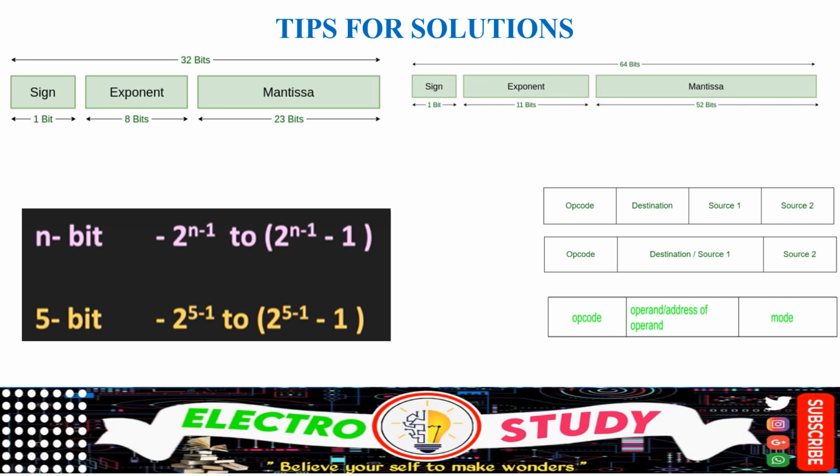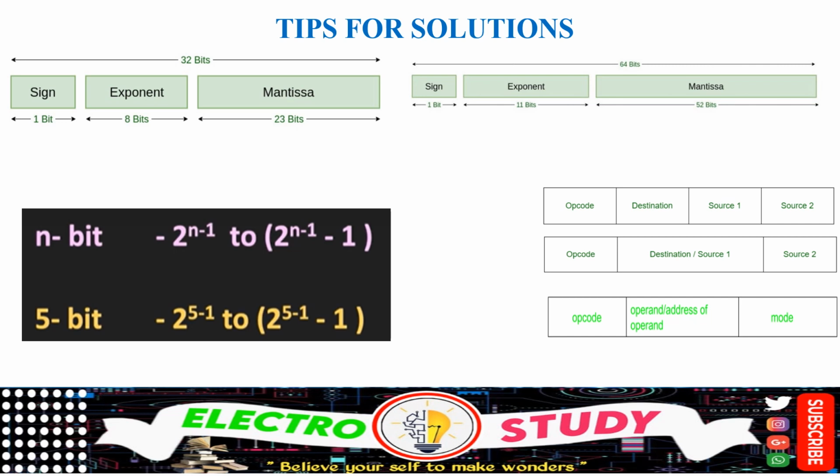So here you can see for 32-bit and 64-bit. For 32-bit you have 1 bit of sign, exponent 8 bits, and mantissa 23 bits. The same will be followed for 64 bits. So these are the 2 formats. This you can draw and explain. With example you can quote it.